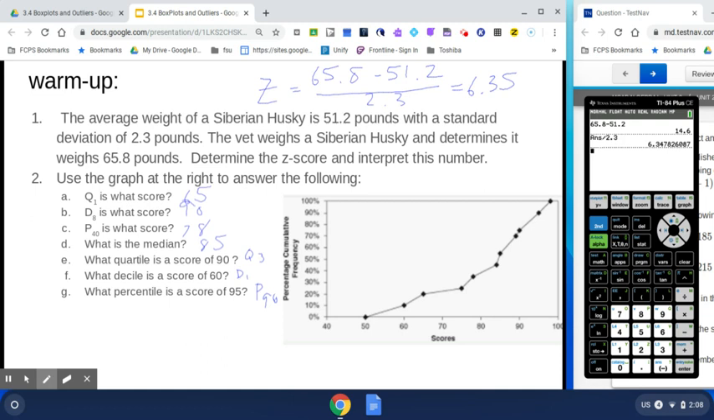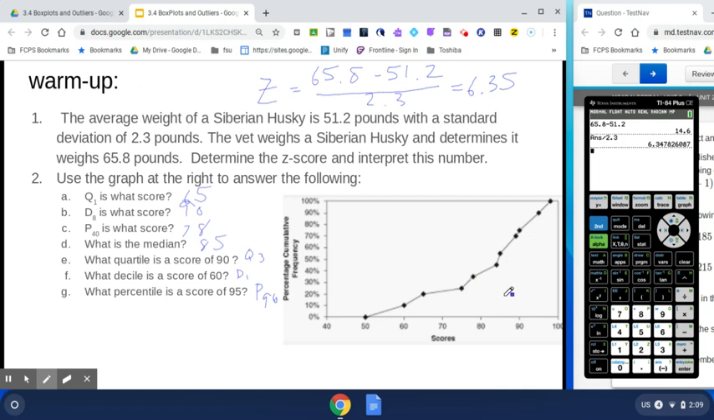Okay, number 2, part A, quartile 1, that's percentile 25. And I said that that corresponds to a score of about 65. D8, that is percentile 80. I said that corresponds to a score of about 90. P40, this corresponds to a score of approximately 78. And the median, I said, was approximately 85. Remember the median, you have to go across from P50, or the 50th percentile.